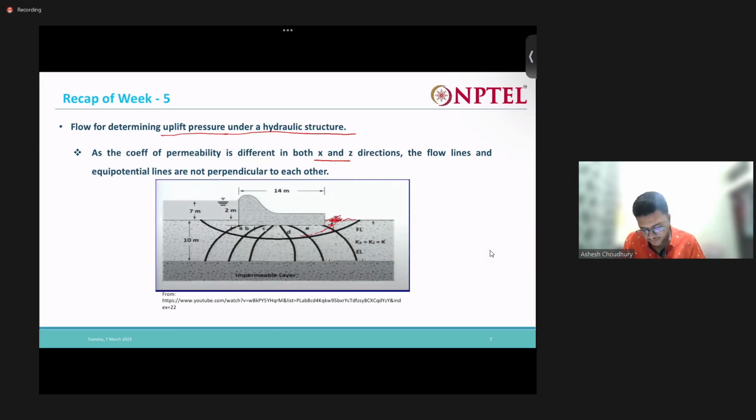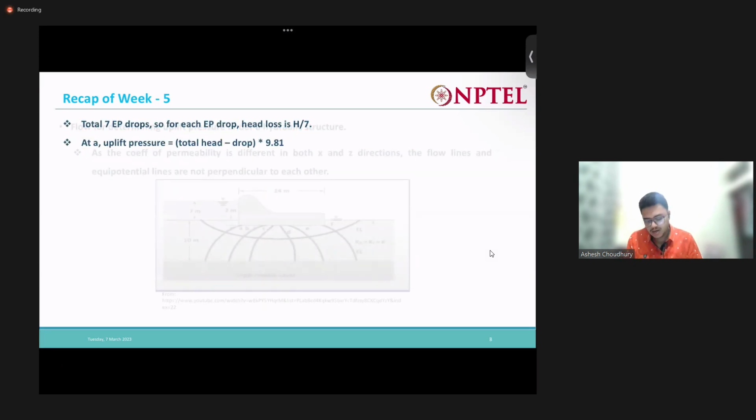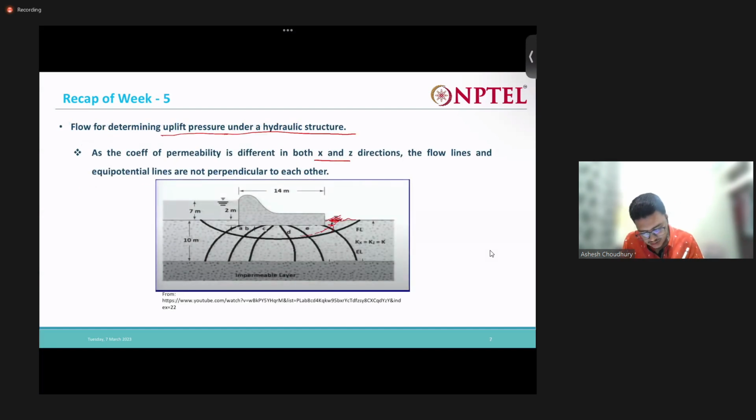Now if we look into this structure, it's given that kx is equal to kz equal to k. So the soil is isotropic, that is, my hydraulic conductivity is equal in both the directions. So my flow is isotropic, soil is isotropic.